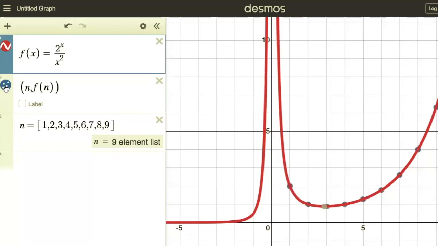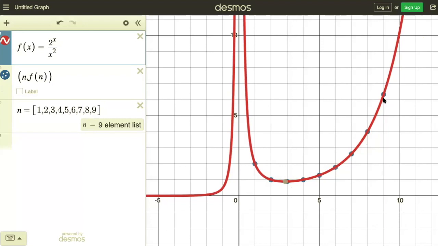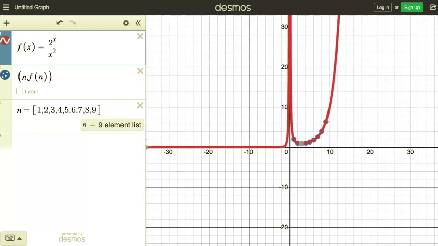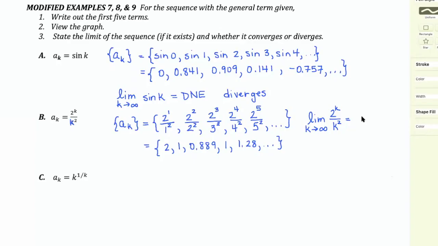So again, if you like, you can have Desmos turn on those particular points. And you can see there is an initial downward trend, but then the values continue to trend upwards. And because I've graphed the function, I can zoom out and see, yeah, they're just continuing to head towards infinity. So the limit of this sequence is infinity, which means it diverges. So if the limit is infinity, this sequence diverges.